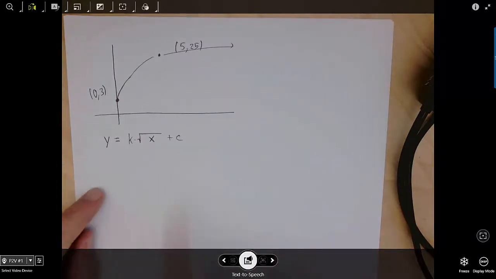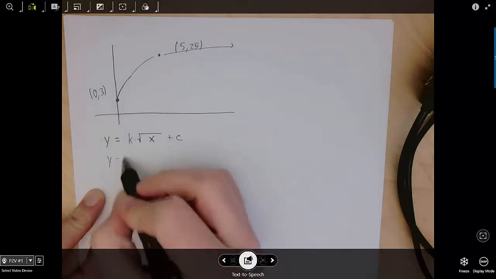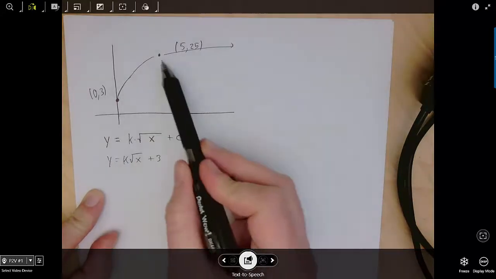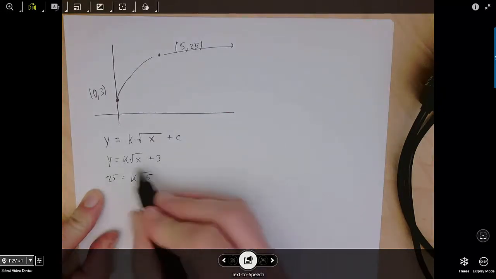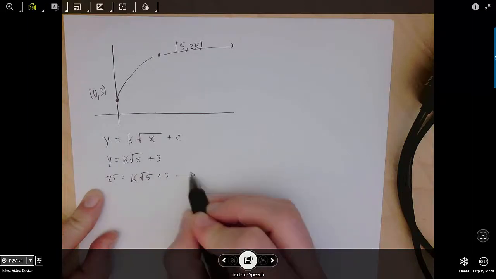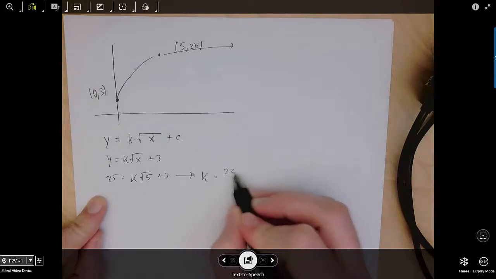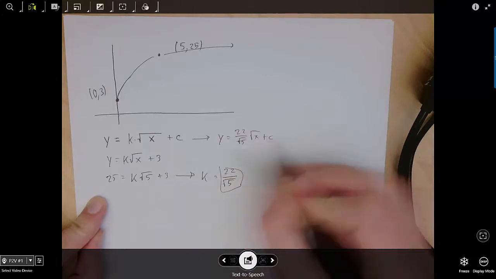So we don't really need to solve for C. There's no mystery about that. That's just equal to 3, so we can just write that in right away. And then we can solve for K by plugging in the other point. So I've got 25 for my Y value, root 5, because X is 5, and then I've got 3 here, and so that gives me that K is what? It's going to be 25 minus 3, which is 22 divided by root 5. So I can write my final equation as 22 over root 5 times root x plus C. All right, so far so good.